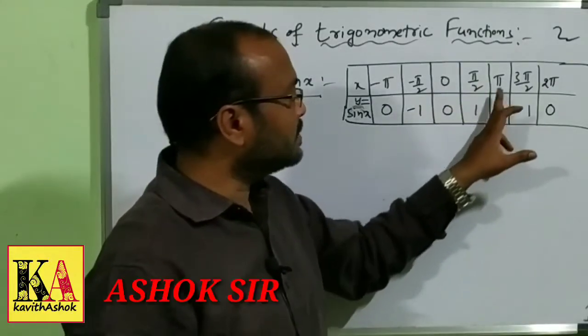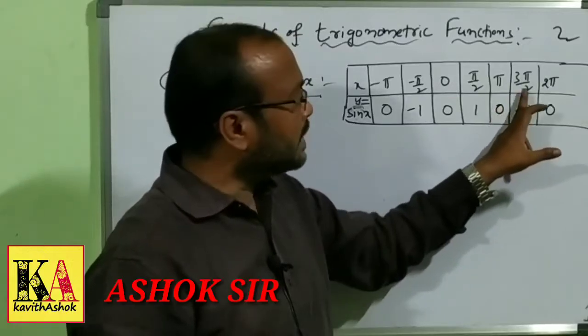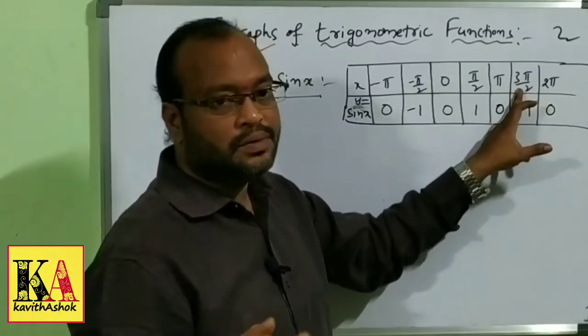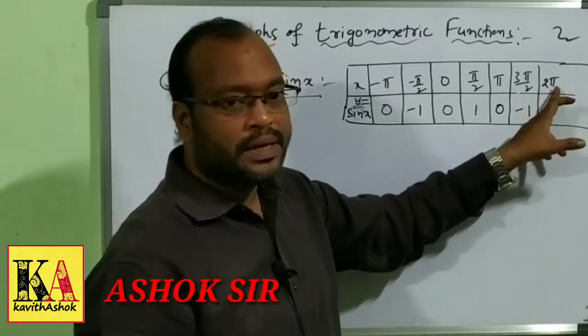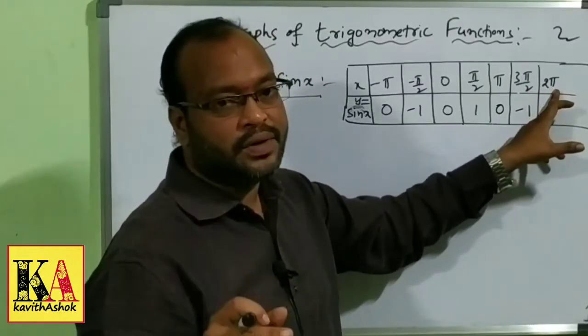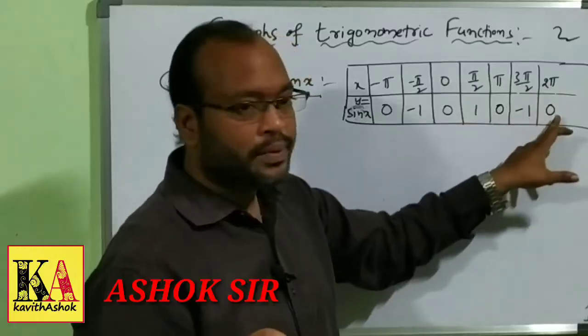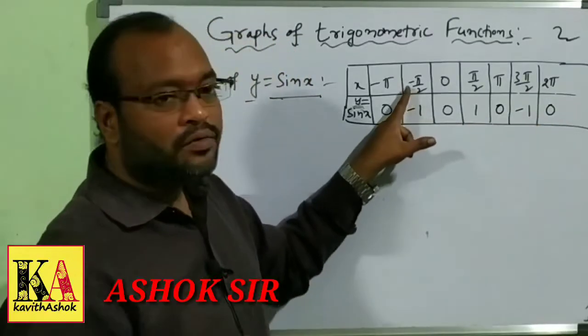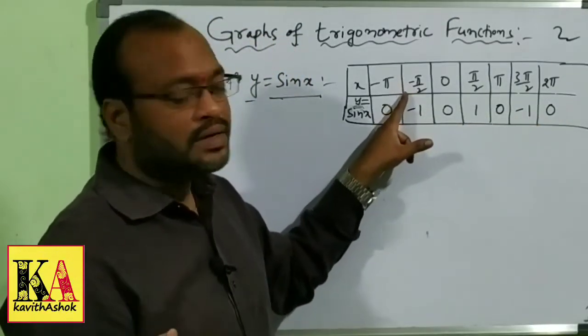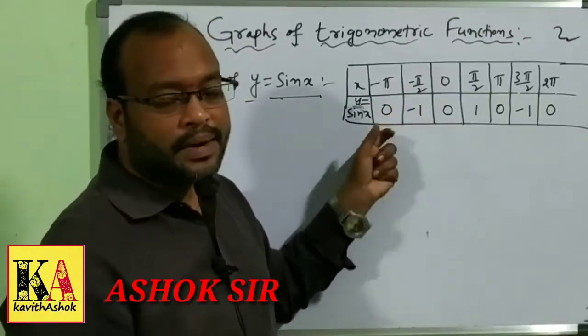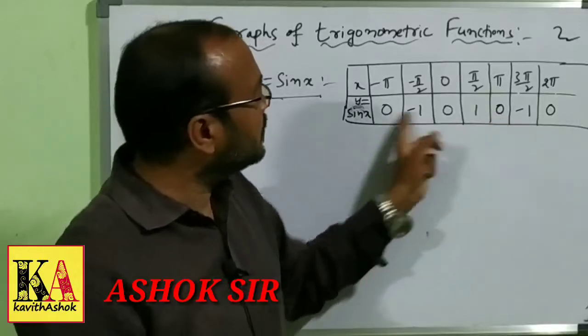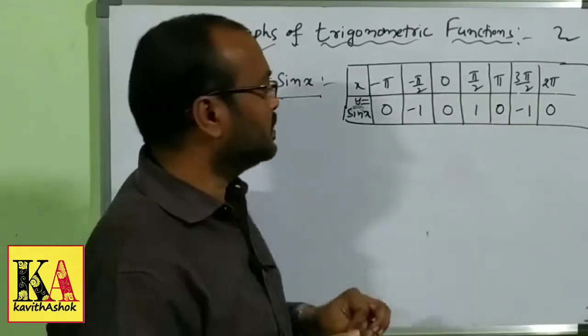Sin 90 is 1. Sin 180 degrees is 0. Sin 270, 180 plus 90, in the third quadrant this is minus sin 90, minus 1. Sin 2 pi is 360 degrees, and 360 and 0 are the same, so sin 2 pi is also 0. Sin of minus pi by 2: since sin is an odd function, it is minus sin pi by 2, which is minus 1. And sin of minus pi is minus sin pi, and sin pi is 0, so minus 0 and plus 0 are the same. Right?